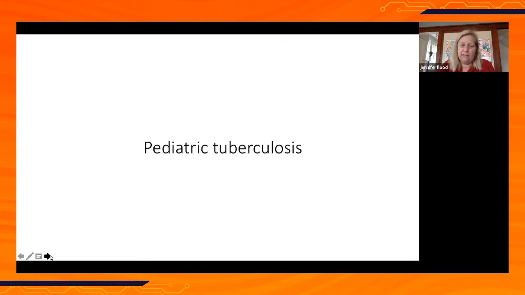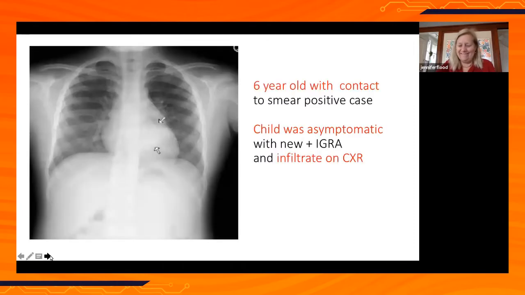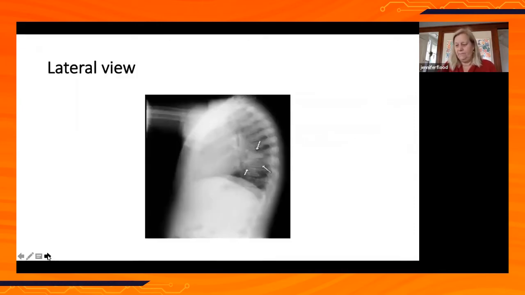Now turning to the very young applicant. This is a 6-year-old who was exposed to a family member with smear-positive TB. The child was asymptomatic, but had a new positive interferon gamma release assay result. You can see the left infiltrate on chest x-ray. In children, the lateral view helps you quite a bit to spot an abnormality and to prompt specimen collection and treatment.